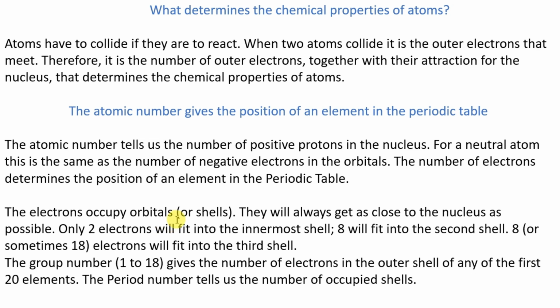Electrons occupy orbitals. We sometimes call them shells. They will always get as close to the nucleus as possible. Only 2 electrons will fit into the innermost shell, 8 will fit into the second shell, and 8 or sometimes 18 will fit into the third shell. The group number, 1 to 18, gives us the number of electrons in the outer shell of any of the first 20 elements. Period number tells us the number of occupied shells.